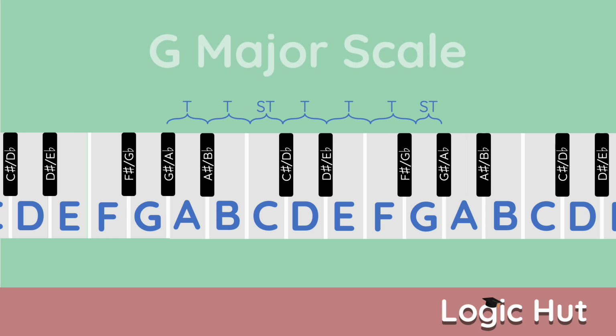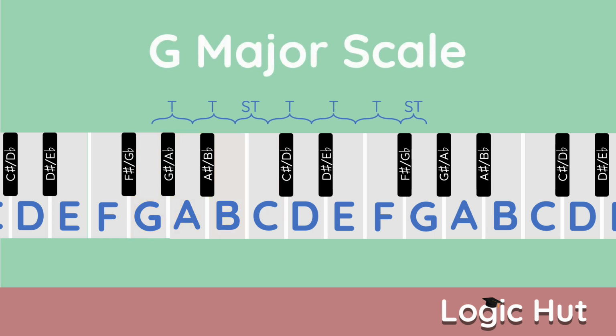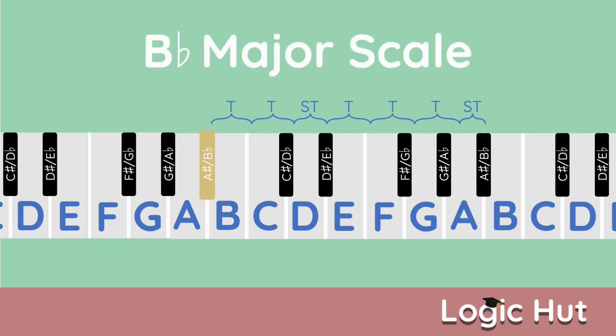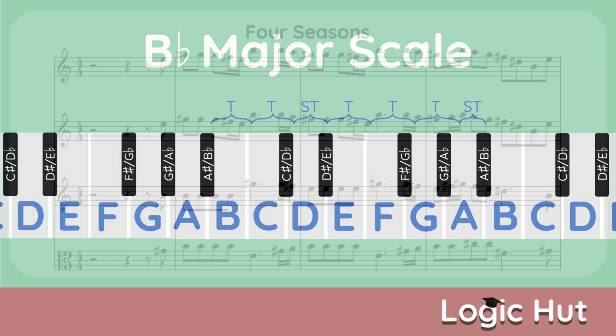G major uses the notes G, A, B, C, D, E, and F sharp with the additional G. B flat major uses B flat, C, D, E flat, F, G, and A with the additional B flat, and so on.